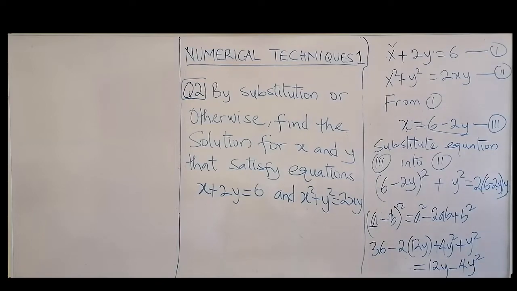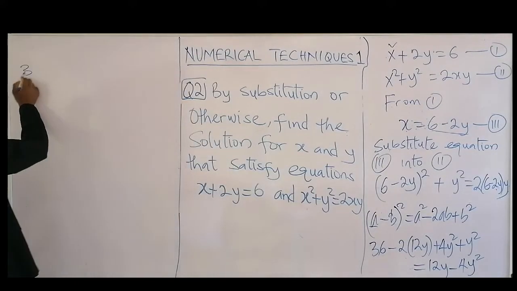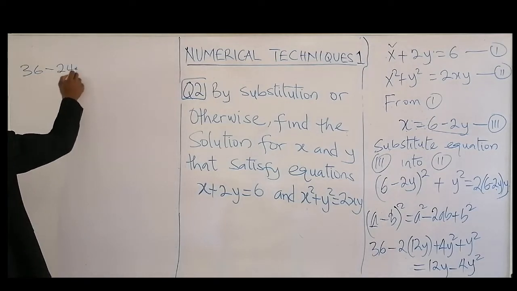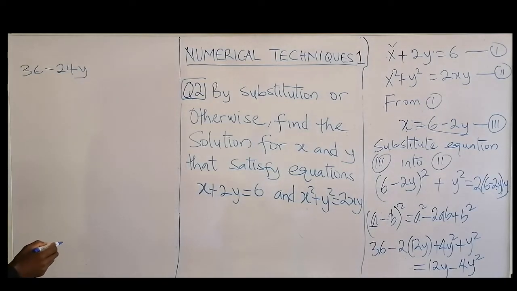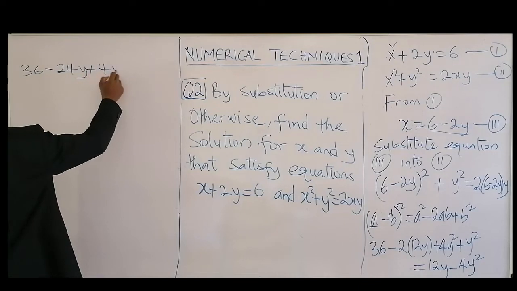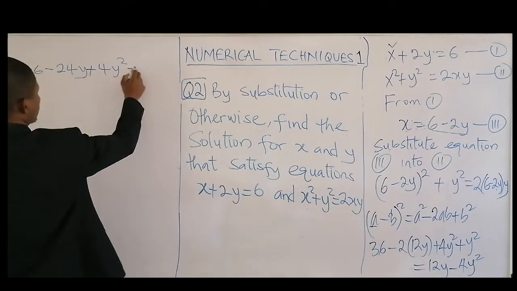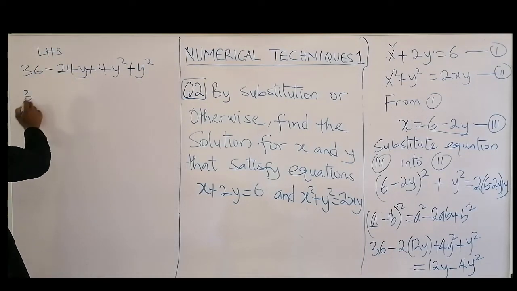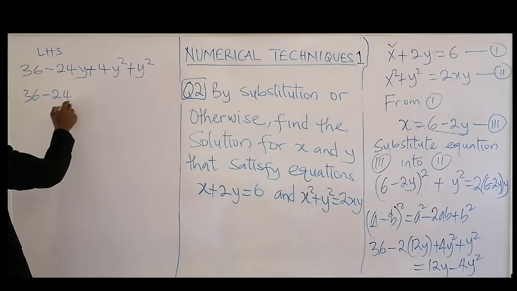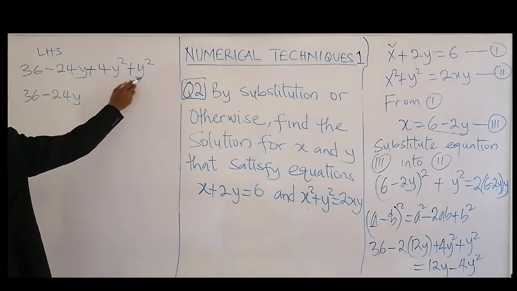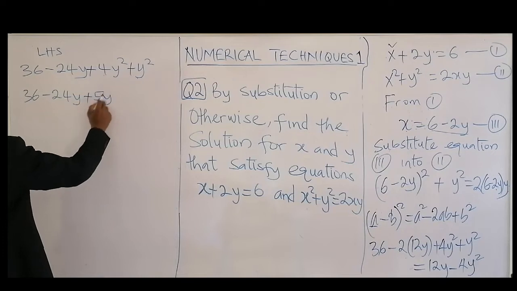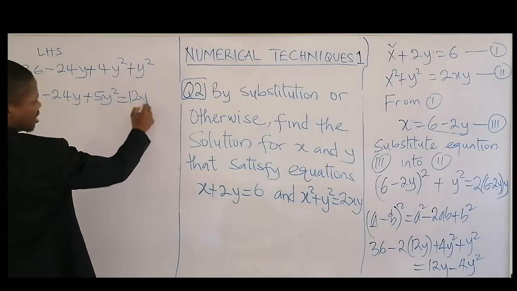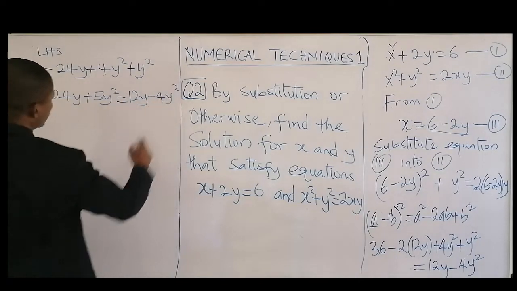Okay, so we now have 36 minus 2 times 12, that's 24y, then plus 4y squared plus y squared. The left hand side will be equal to what? 36 minus 24y, plus 4y squared plus y squared, that's 5y squared. If you add these two together, it gives you this, equal to 12y minus 4y squared.